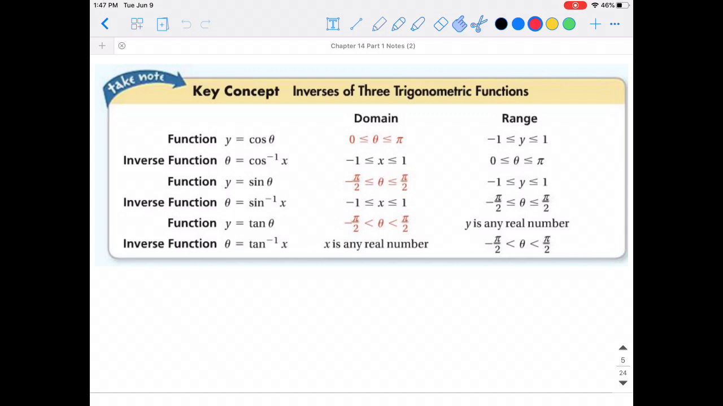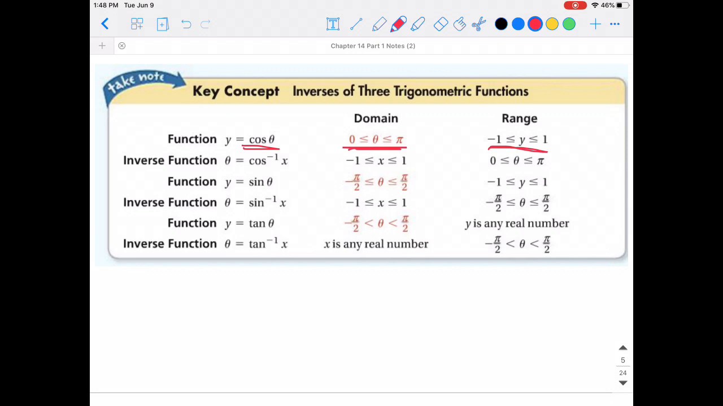When we're talking about cosine of theta, this chart is saying that the range is from -1 to 1. That's because the amplitude is 1. Now the domains, notice the red parts in this chart are things that are different. The domain we know for cosine of theta is all real numbers. However, for the inverse to be a function as well for cosine, we're going to say that the domain is between 0 and pi inclusive. So when you take the inverse function, when the domain and the range flip, your inverse will still be a function.